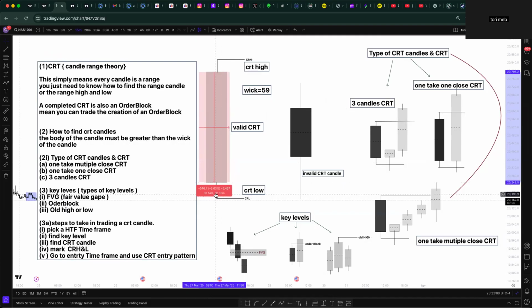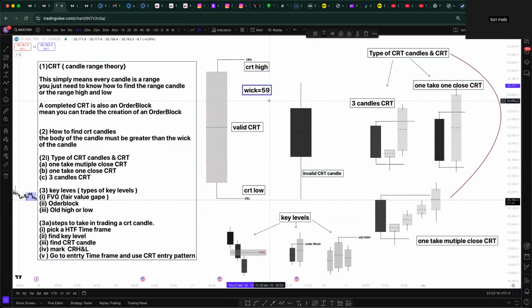And you can see 2.63%, right? Now, 2.63% is 263. So you should know that the body is 263. You know, 263 is definitely greater than 59. So this should tell you this is a good CRT candle. This is a good CRT candle.